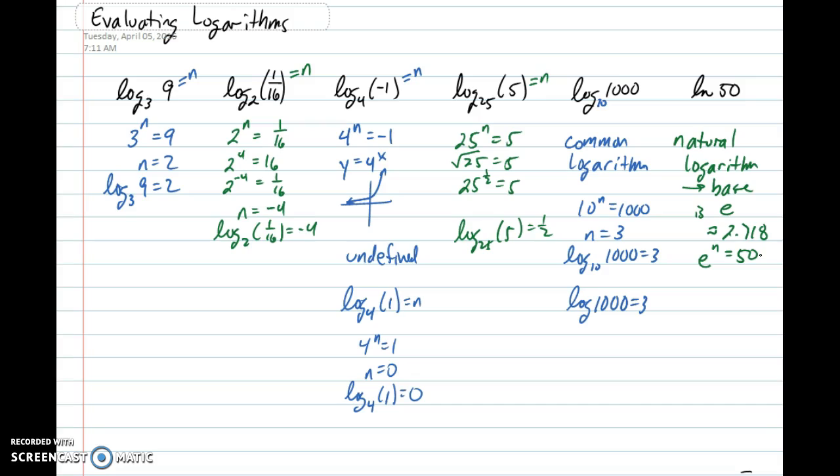And that's not something I expect you to be able to do off the top of your head like some of the other ones. I expect people to multiply by 10 over and over again to get to 100 or 1,000 or 10,000. But multiplying by this decimal, 2.718 and so on, over and over again, that's not something I expect you to know. So this one we would have to use a calculator for.